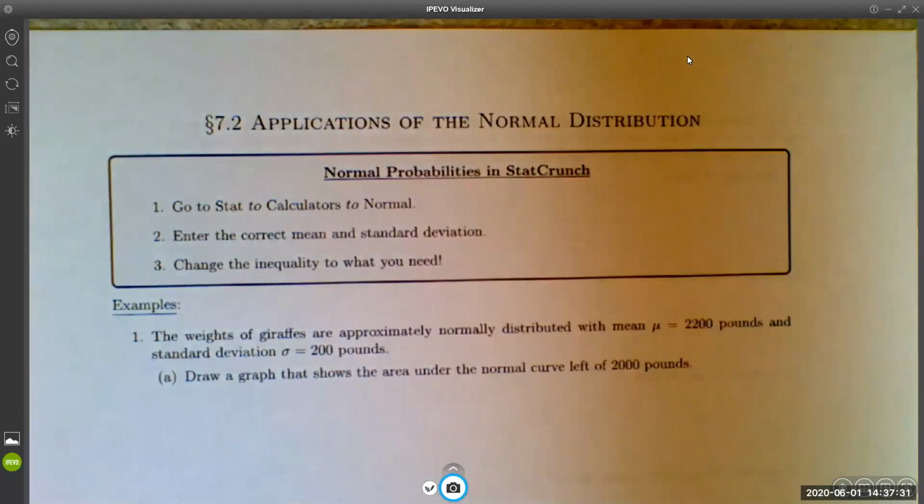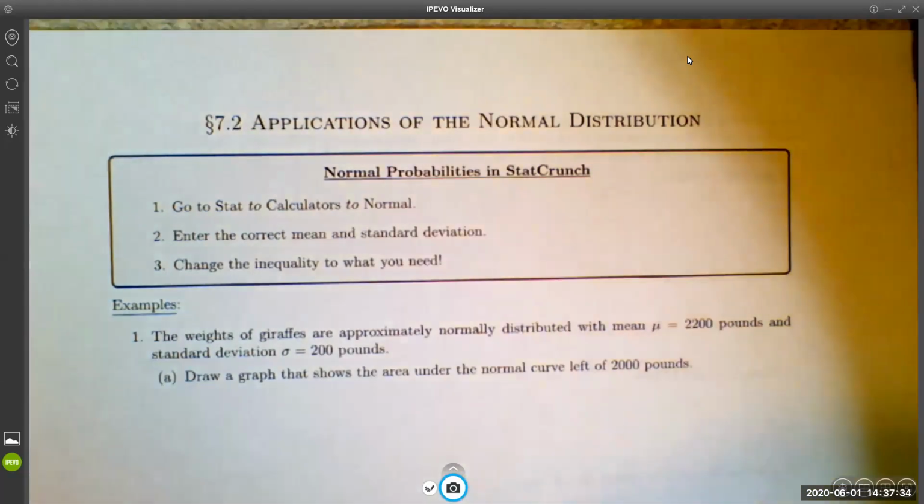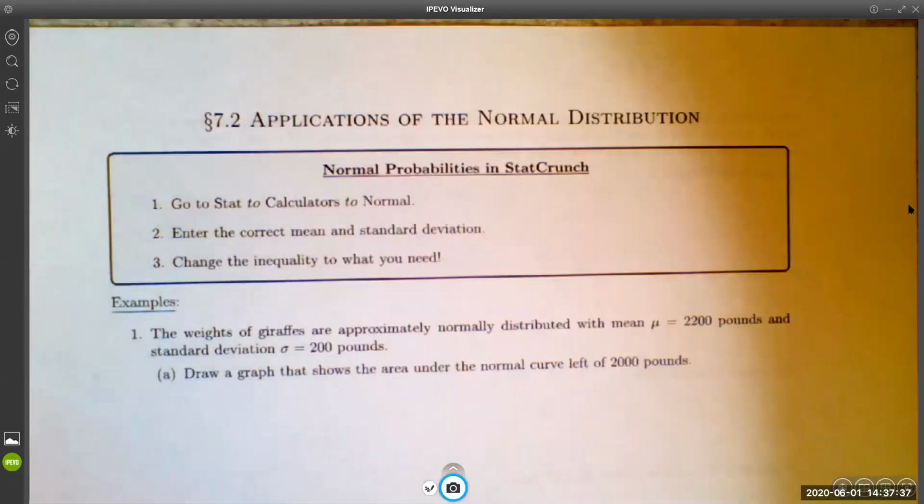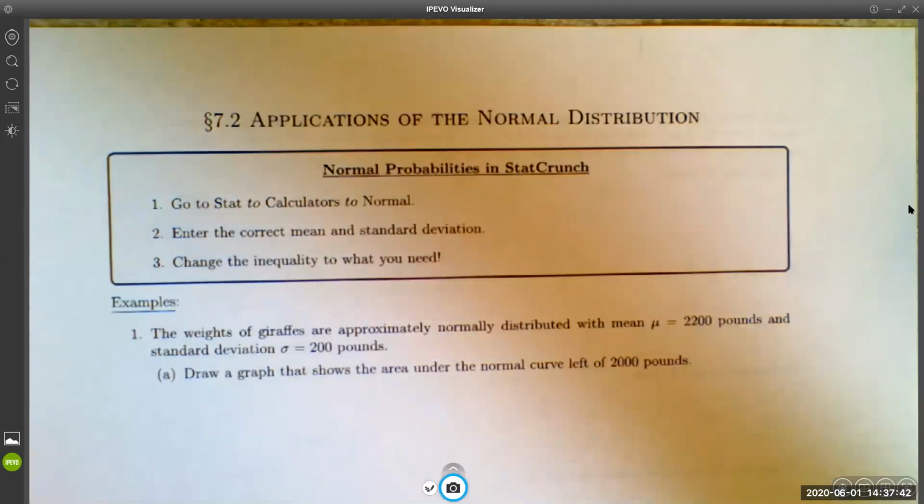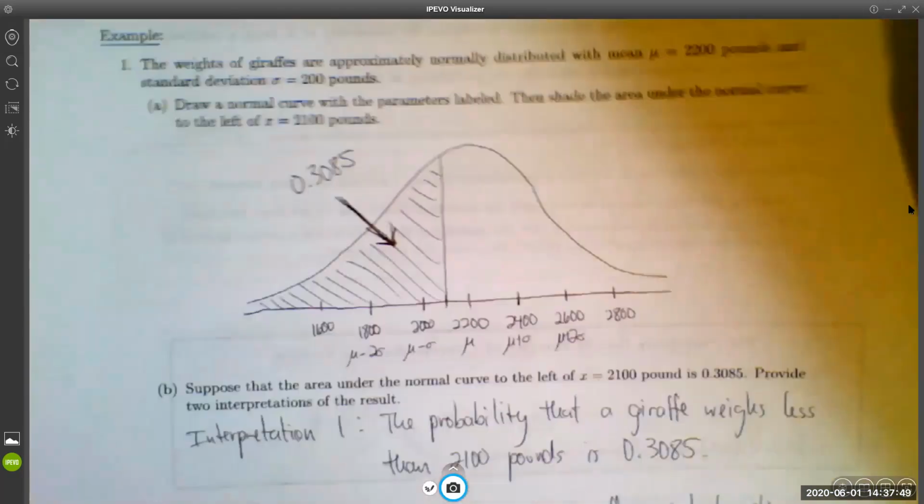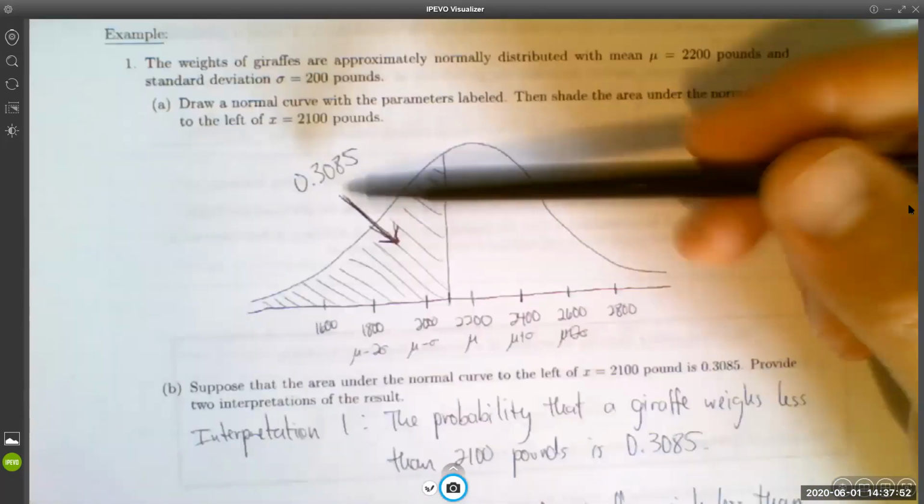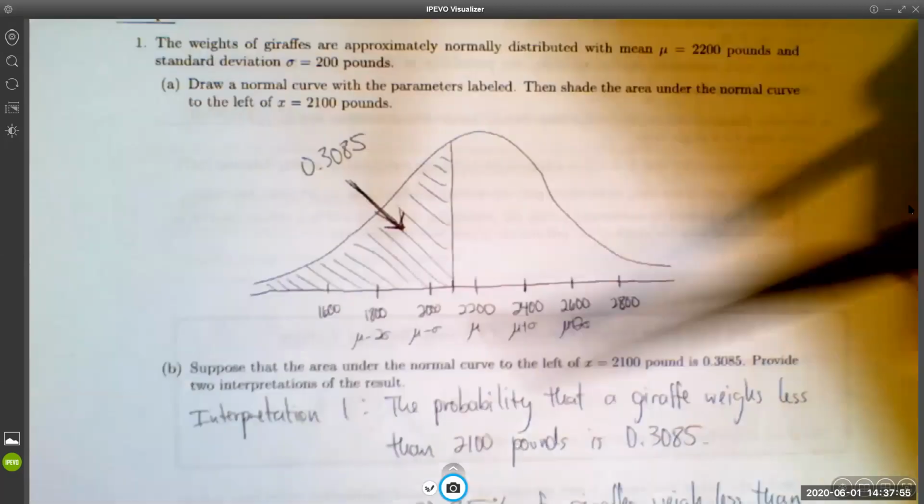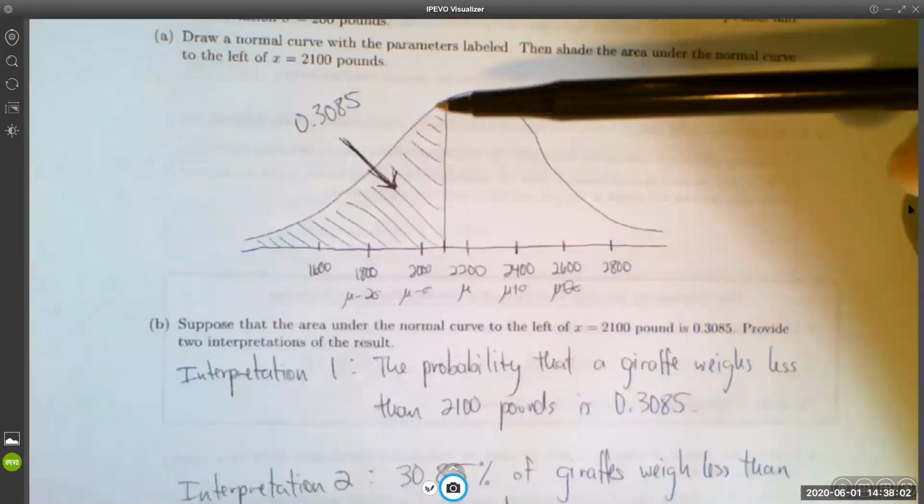Okay, 7.2 takes over where 7.1 left off. In the last example that we saw in 7.1, we were told that the area within a certain region was a certain amount, and then we were asked to interpret that. And the interpretation is that the area is equivalent to the probability, right? Or the proportion. And for that, we're going to use StatCrunch, okay?